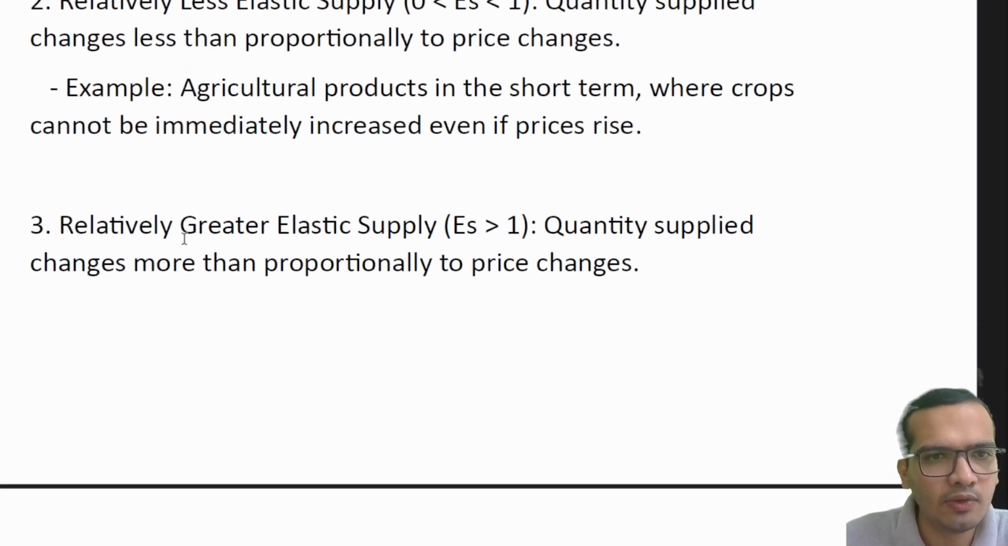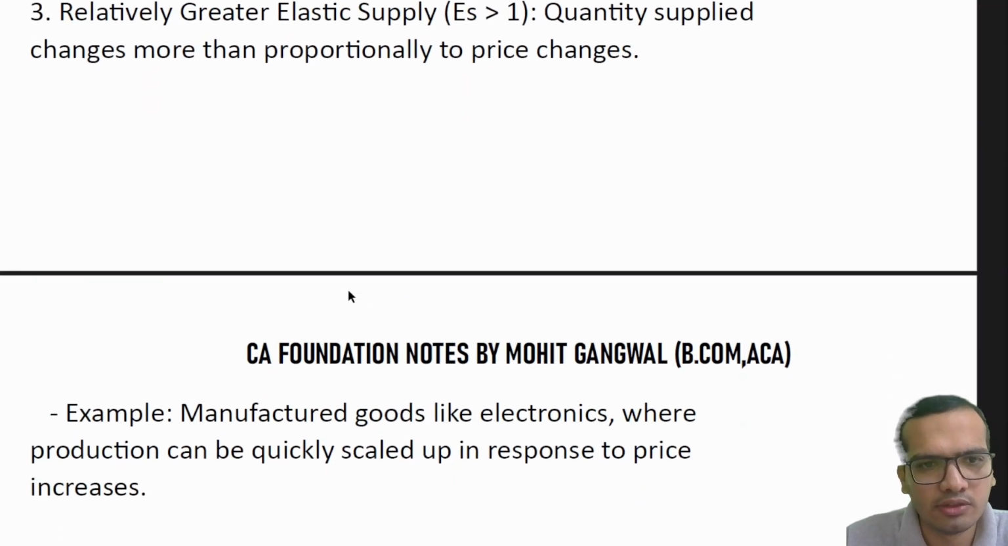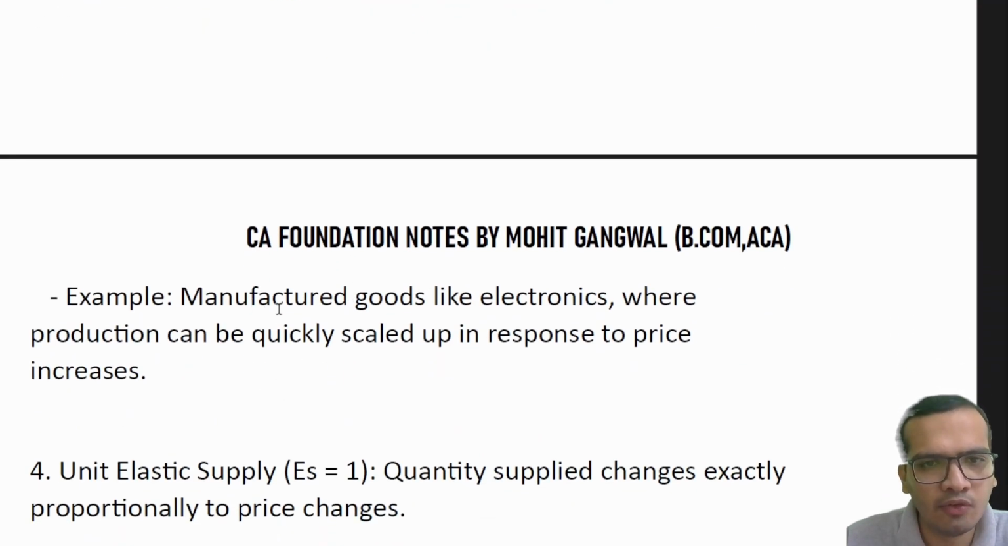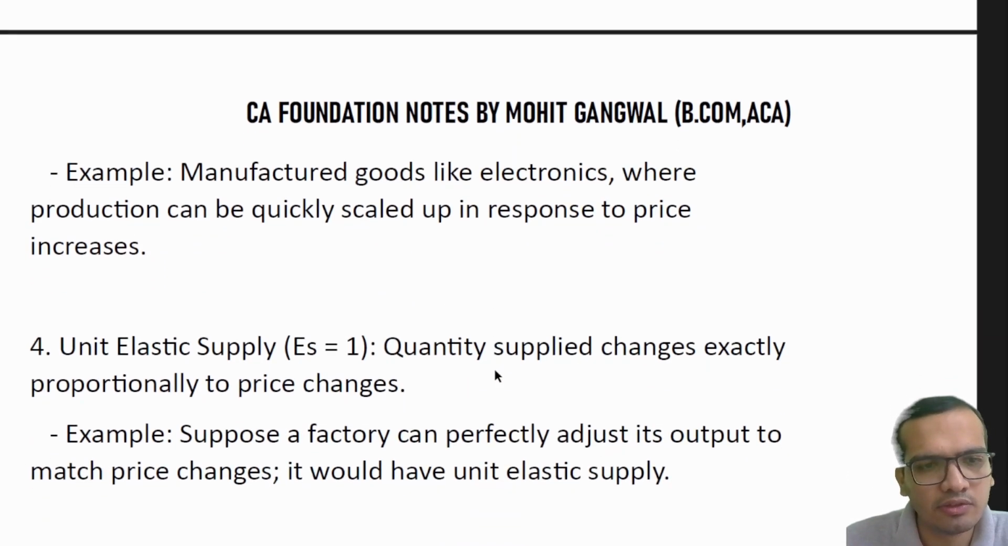Third comes relatively greater elastic, so ES would be more than 1. Quantity supplied changes more than proportionately to price changes. An example could be manufactured goods like electronics, where production can be quickly scaled up in response to a price increase.